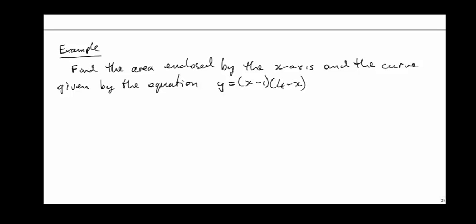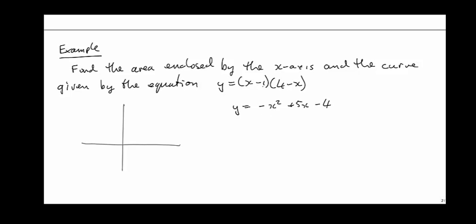Now, the best thing to do here, first of all, is to sketch the curve. We'll expand the brackets, so we have y equals minus x squared, 4x plus x, which gives 5x, and minus 1 times 4, which is minus 4. This tells us it's a quadratic. The coefficient of x squared is negative, and so it has a maximum.